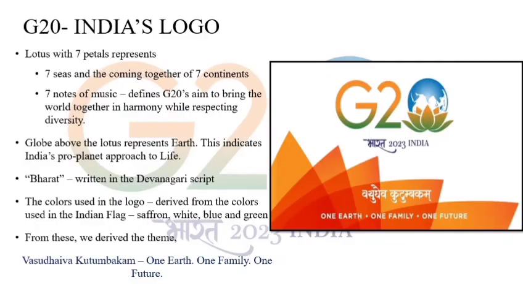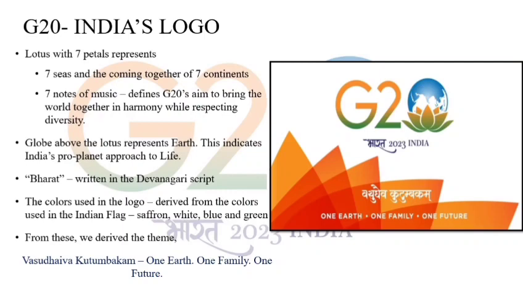In the logo, the word G20 is written and we can see there a lotus. This lotus has 7 petals and these 7 petals represent 7 seas and the coming together of 7 continents. It also represents the 7 notes of music or Saptaswaram. This defines G20's aim to bring the world together in harmony while respecting diversity.